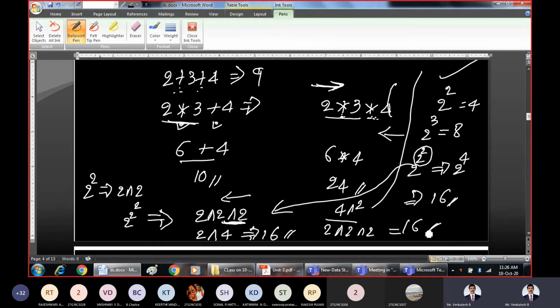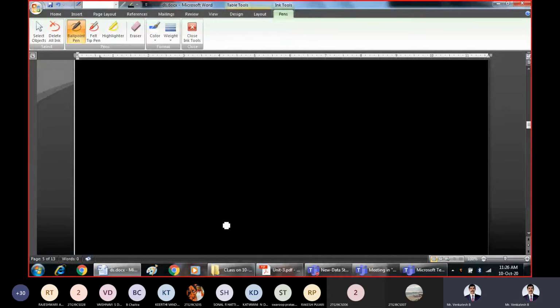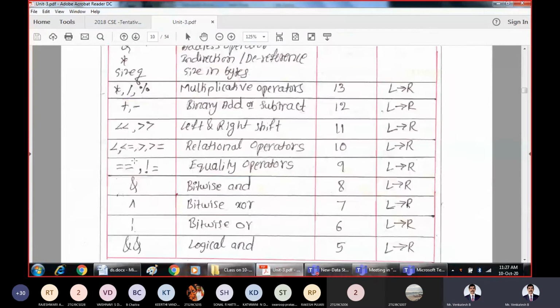It is 16. I think this is the specific case in which we'll get the same result. But if you take something like 2 raised to 3 raised to 5, obviously the result will be different. If you solve this first and then go for this, the results will be different. So that is where the associativity will come. Basically, it will help us decide whether to go from left to right or right to left. So with these notations, now we can study this table.